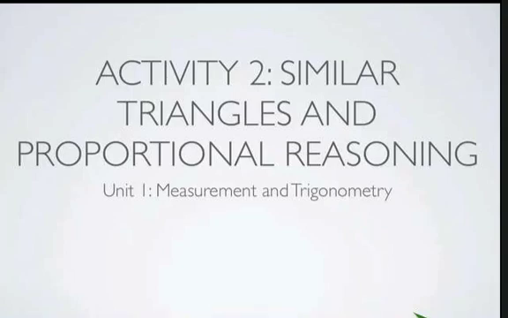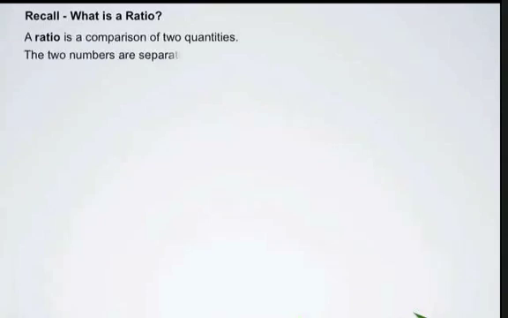This is Activity 2, dealing with similar triangles and proportional reasoning, part of Unit 1, Measurement and Trigonometry. Here we're going to take a look at reviewing what a ratio is. Remember that a ratio is a comparison of two quantities. The numbers are separated in the ratio with a colon.